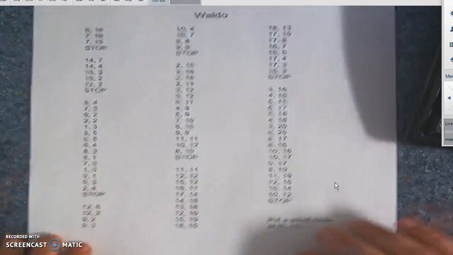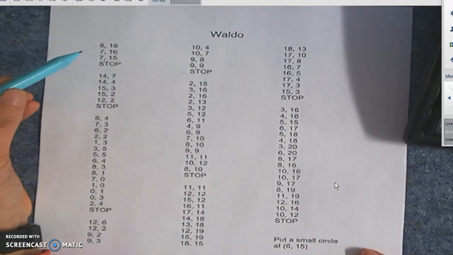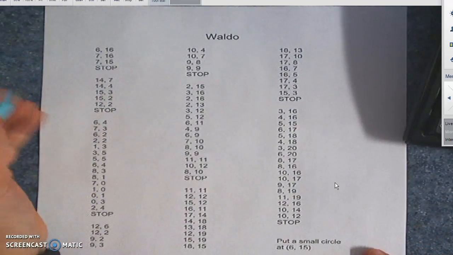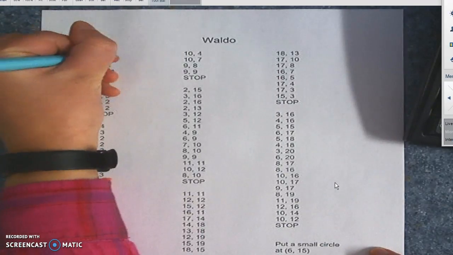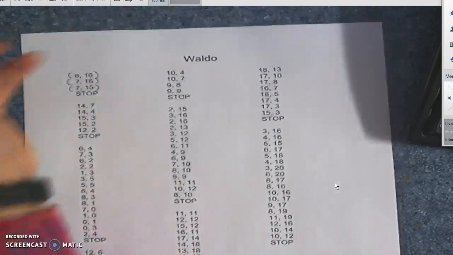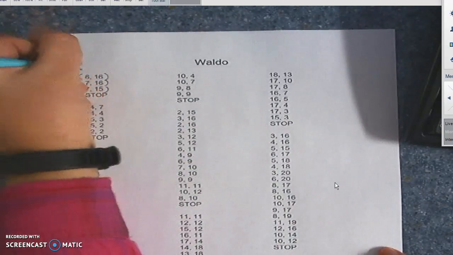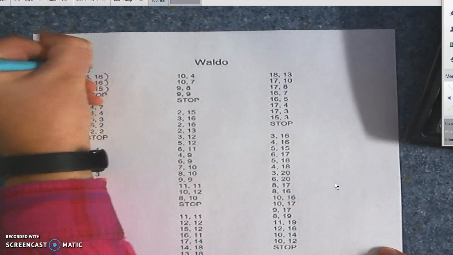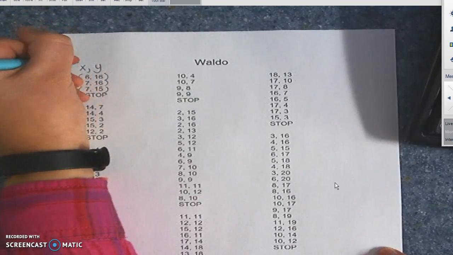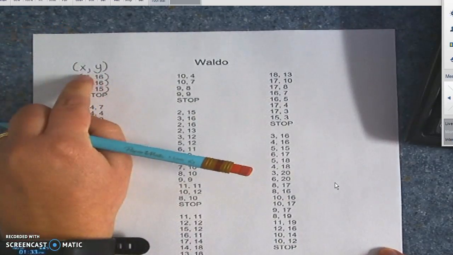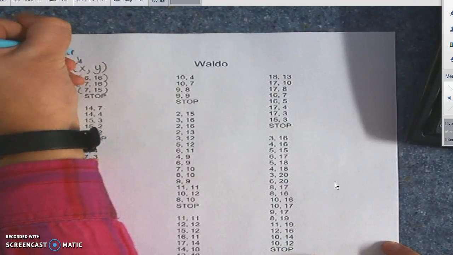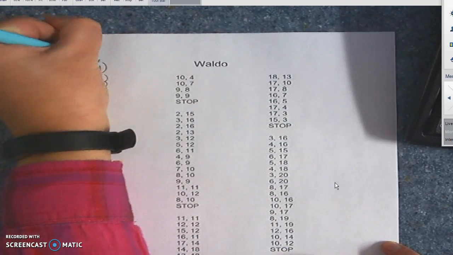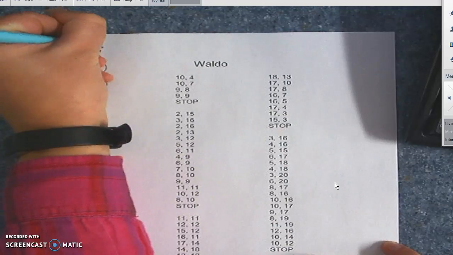And then you have your other page that's going to tell you where to plot your points. So really these should all have parentheses around them. I don't know why they don't. That's just the way it's usually written. And the first number is your x-axis point, and your second one is your y-axis point. So this first number tells you where to go across, and the second point tells you where to go up or down.